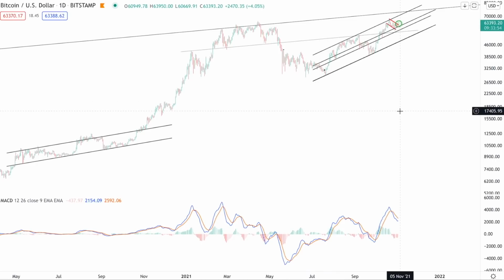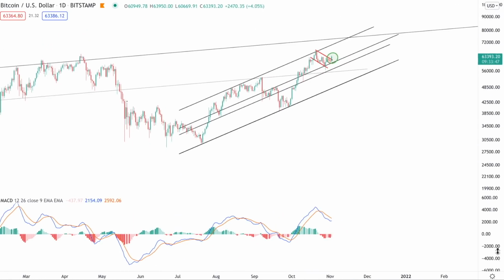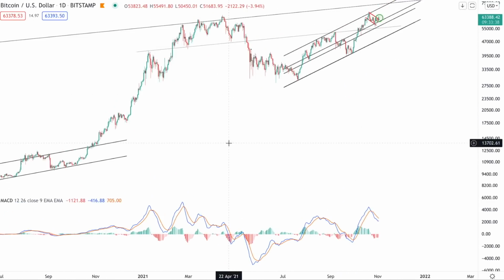Alright, so I want to begin with the technical picture on Bitcoin. This is a bullish price channel that I've highlighted on this logarithmic chart. We love to use log scale on Bitcoin. The price movements are just so intense, so volatile, that you just have to use a log scale to really take a look at the technical picture.